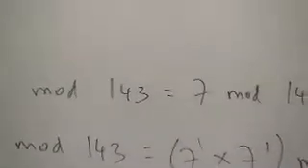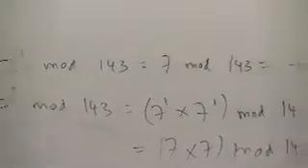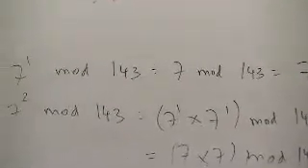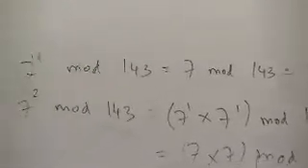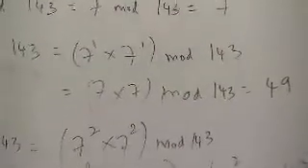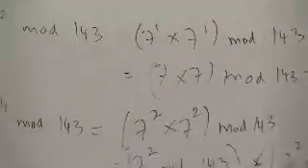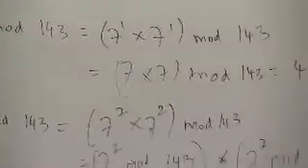So it is 49 if you want one more step. 49 mod 143 times 49 mod 143. So that comes out to be what? 49 times 49, but you know 49 times 49 is going to be more than 143. So that's why I said do a mod 143. So what is that?